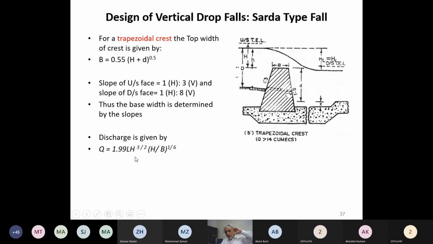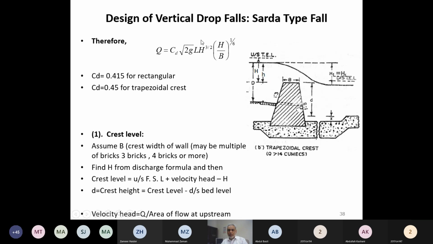So both of above these two formulas can be written in a generalized form in this way. For a vertical drop fall of any shape, whether rectangular or trapezoidal, we can write it in a generalized way. Q is equal to a coefficient times 2g under root times L H power 3 by 2 times (H over B) power 1 over 6. When this 2g under root has been incorporated in the figure, so now this formula can be utilized, I think, FPS or SI both, because this g is making the problem.